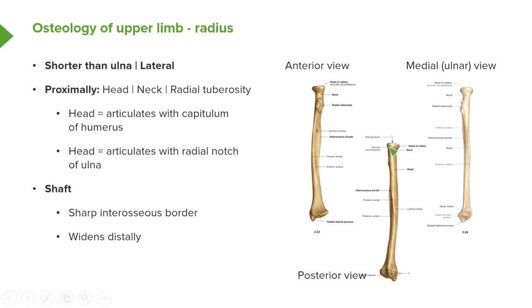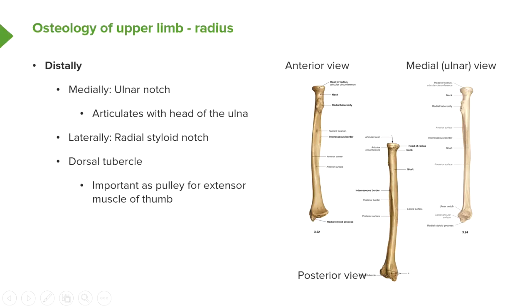So we can see the head here. We can see the head on this posterior view, and also on this medial or the ulnar view of the radius. The shaft, again, has got this sharp interosseous border, just like the ulna did, allowing the interosseous membrane to articulate. And the shaft of the radius is going to widen quite distally as it passes towards the elbow joint. And again, we have a radial styloid process that can be palpated on the lateral aspect of the radius.